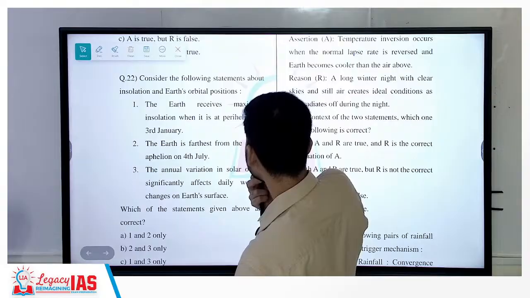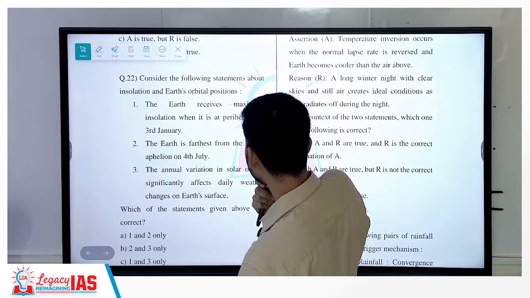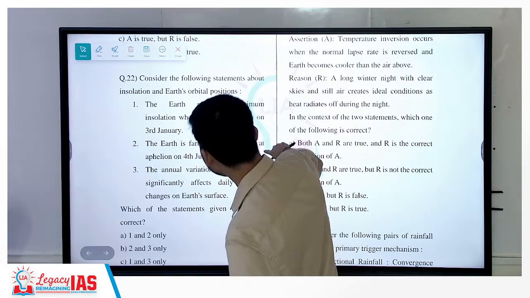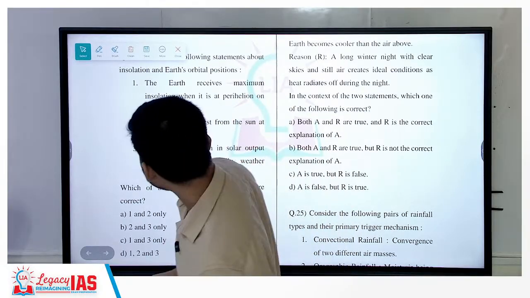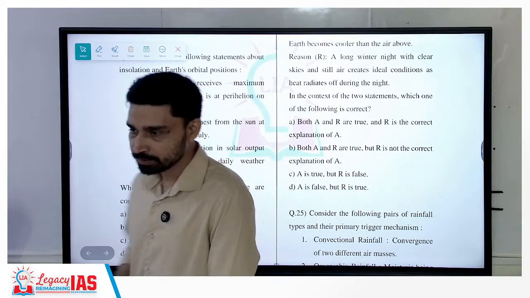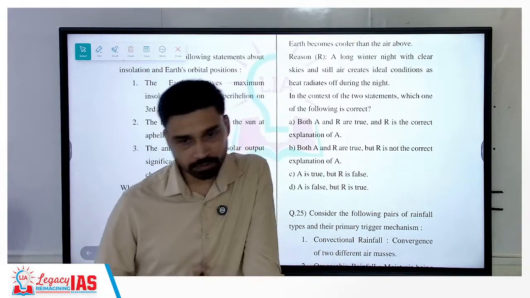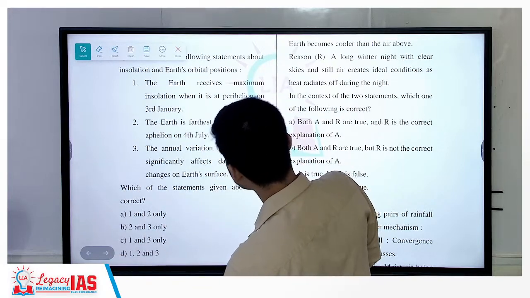Right, Earth is farthest from the sun at aphelion on 4th of July, correct. Annual variation in solar output significantly affects daily weather changes on Earth's surface. No. Okay, aphelion and perihelion are what it is talking about, so a significant effect is not there, a minor effect is there. The effect is largely because of other factors, not because of these changes in perihelion and aphelion. Other factors are much stronger.